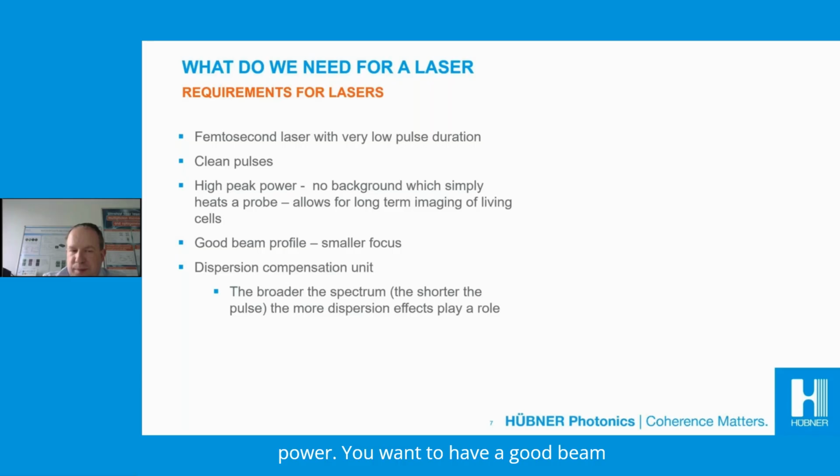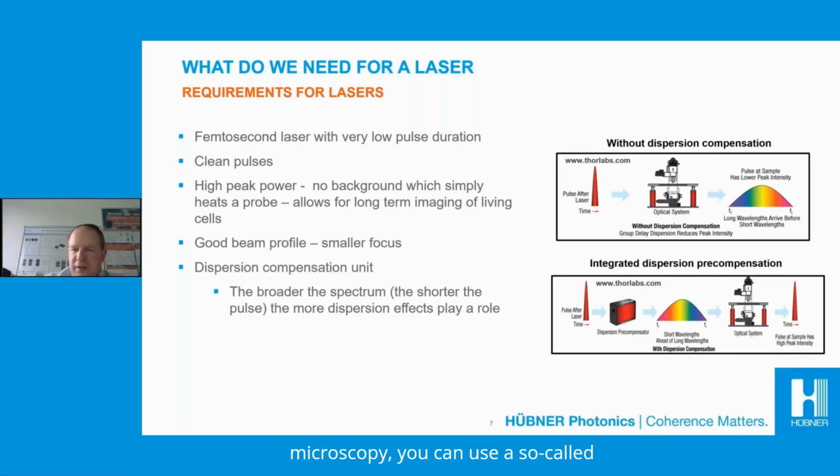You want to have a good beam profile of the laser because you can have a smaller focus. And finally, as we're talking about femtosecond pulses, you need a dispersion compensation unit. You can simply imagine that the shorter the pulse, the broader the optical spectrum. It's calculated by the Fourier transformation. So the shorter the pulse, the broader the spectrum, and the more dispersion effects play a role. To make use of very short pulses in microscopy, you can use a so-called dispersion compensation module.